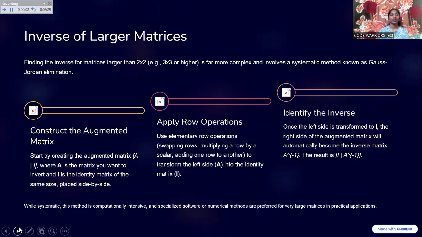Inverse of larger matrices. First, construct the augmented matrix. Second, apply row operations. Third, identify the inverse.